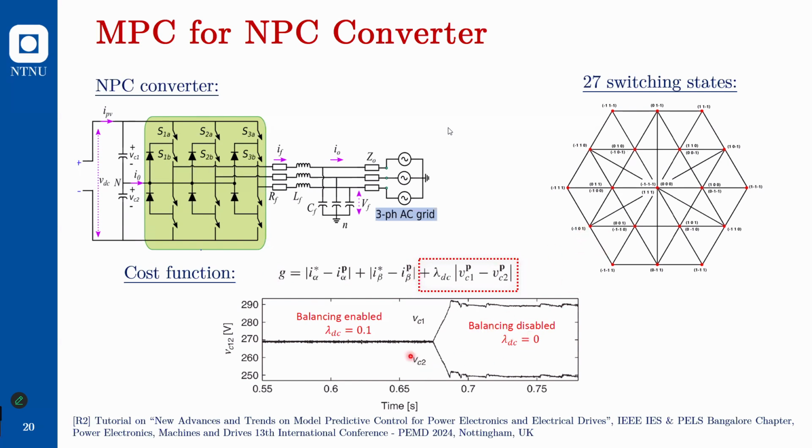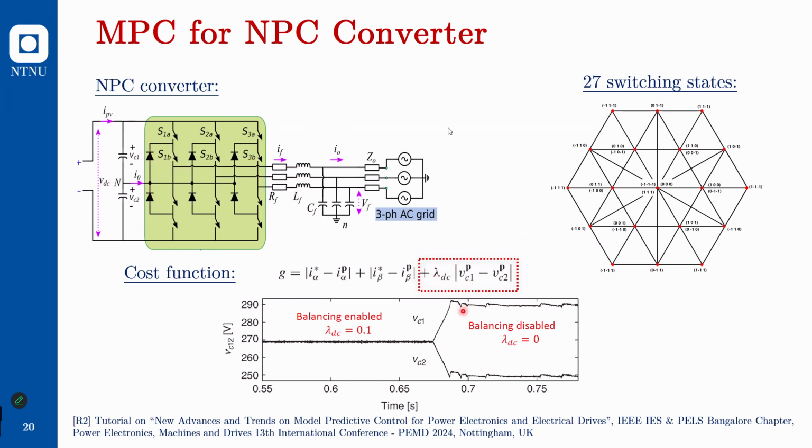So for an example, we actually assigned a weight factor, since we are now controlling 2 objectives. One is to control the DC link voltages, and the other is to maintain the inductor current so that it follows its reference value. That means we need a weight factor so that we can decide whether we give more importance to maintaining the DC link voltage balance, or more importance to the inductor current following the reference value. For that reason, we have assigned a weight factor here.